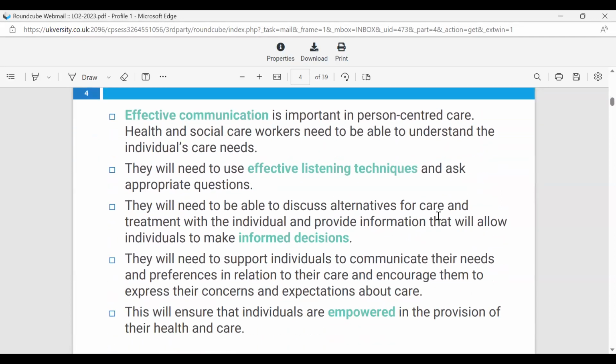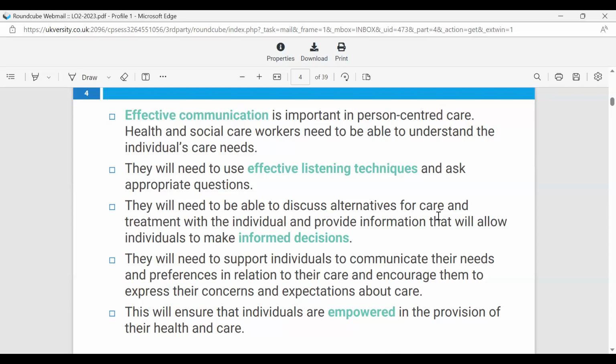Effective communication is important in person-centered care. Health and social care workers need to be able to understand the individual's care needs. They will need to use effective listening techniques and ask appropriate questions. You can't just be abrupt and rude and not ask about what their needs are. Why is it so important to be listening properly and identifying appropriate questions to ask them?